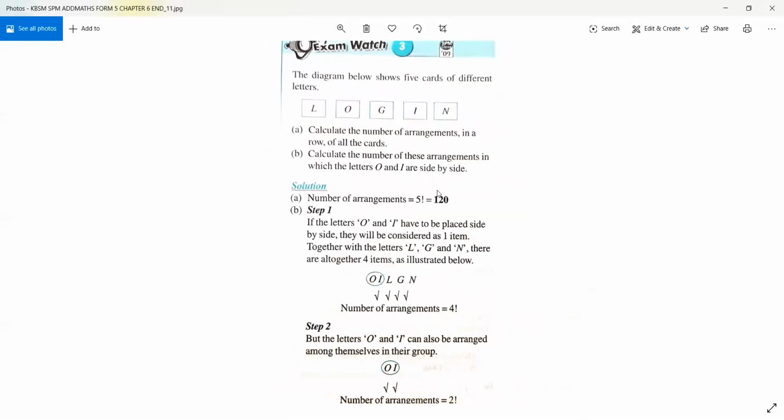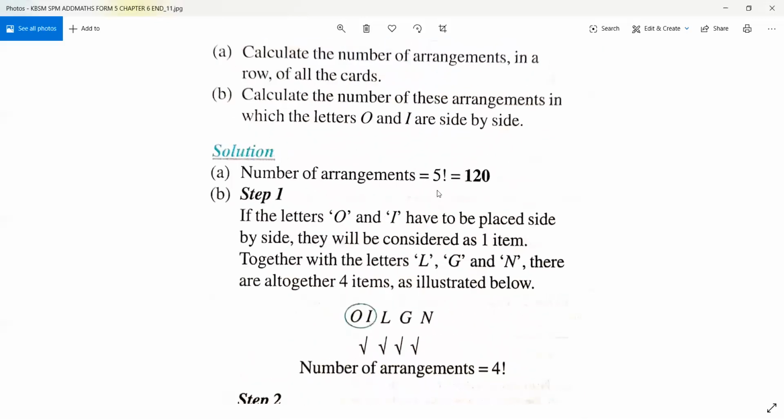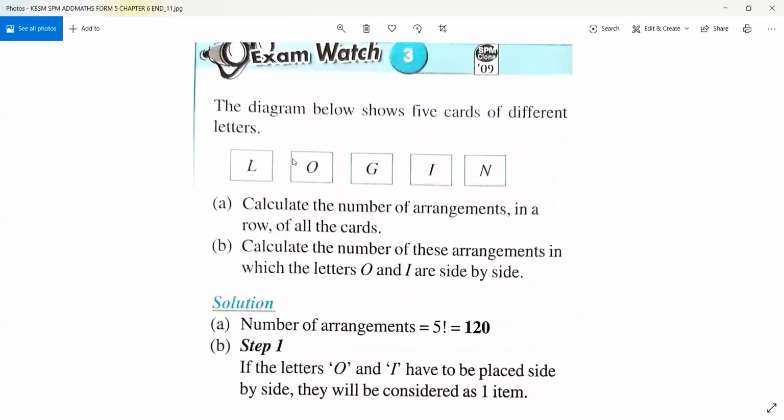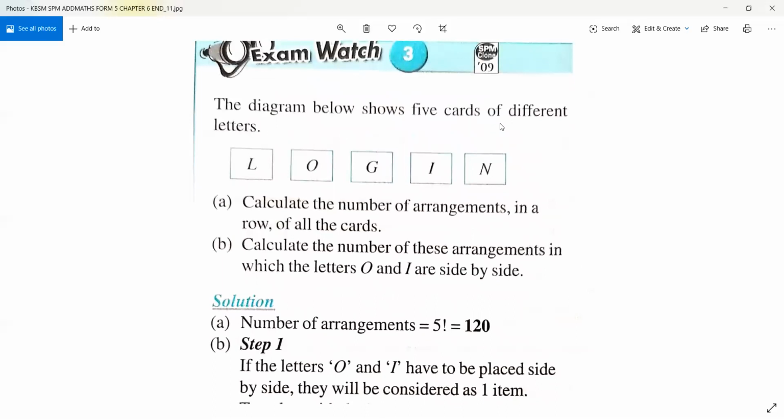Lastly, okay, so the diagram below shows 5 cards of different letters. Okay, so L, O, I, G, N. So calculate the number of arrangement in a row of all the cards. So number of arrangement, you just use 5 factorial because you don't need to choose any few cards in between, all the 5 cards, so you don't have to use permutation.